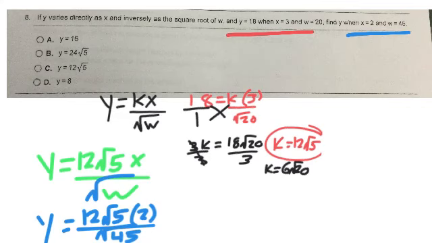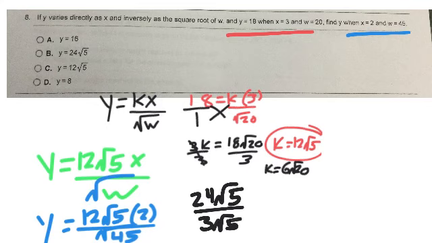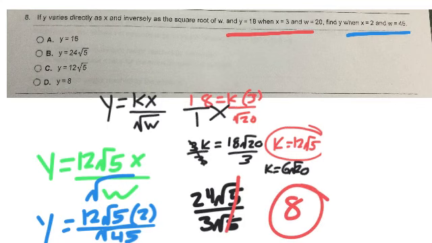So I've got 12. Sorry. Let me fix the top. 12 times 2 should be 24 radical 5 over, this will be 3 radical 5. 24 over 3 is 8, and the radical 5s cancel. So I should get y is equal to 8. So the correct answer there would be D.